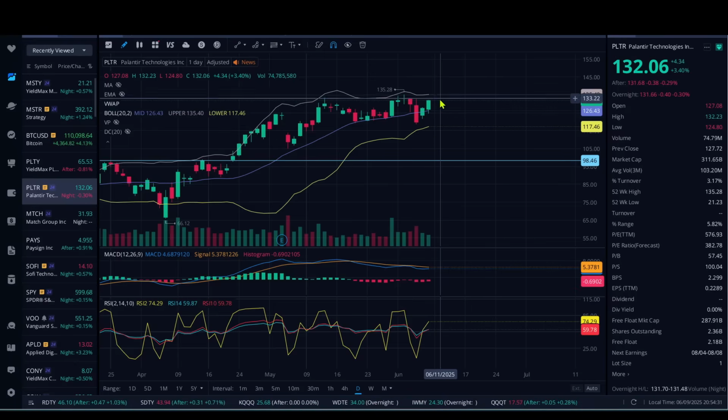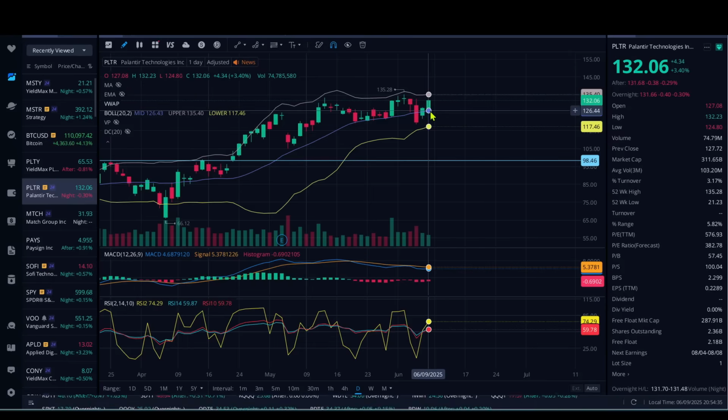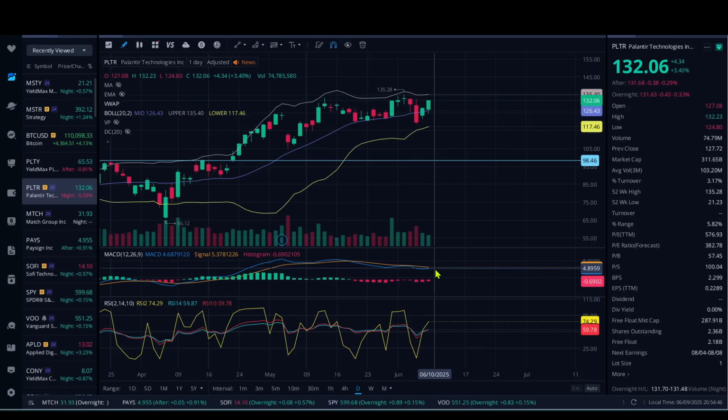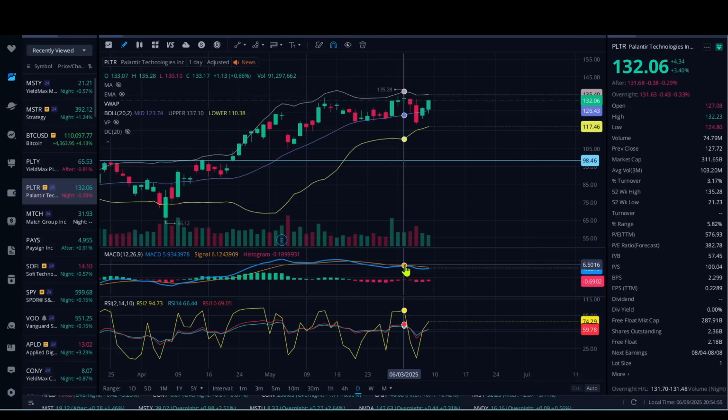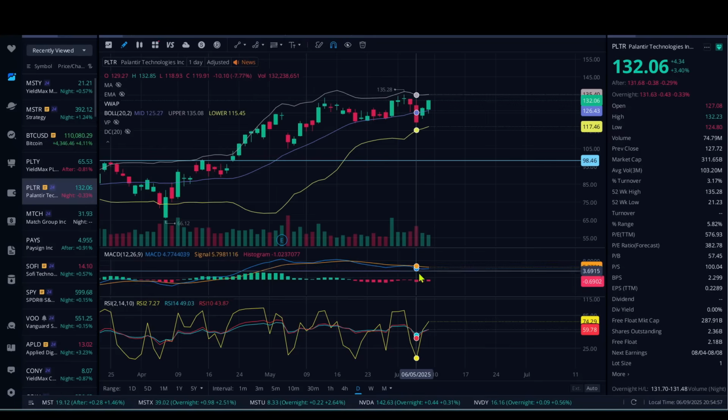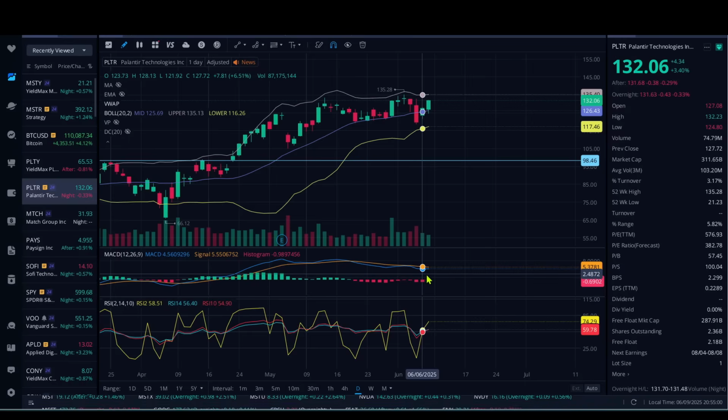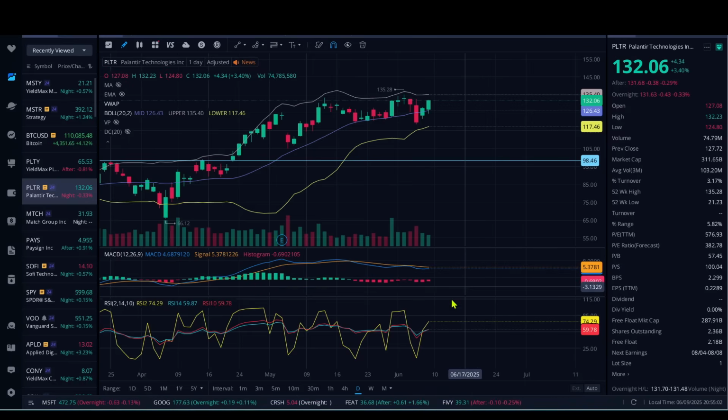So as you can see here, we did have a nice green candle. We are above that midpoint on the Bollinger Band. We are trying yet again to cross that signal line on Palantir. Looks like we did work to try to cross it here. Got really close to the signal line and then it got rejected, right? And now it's come down and it's starting to yet again test that signal line.